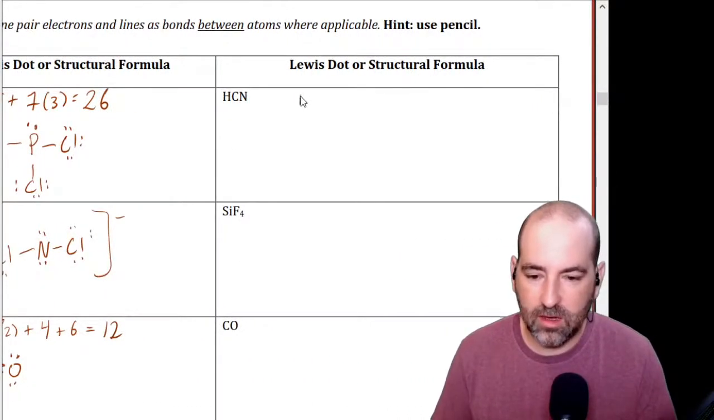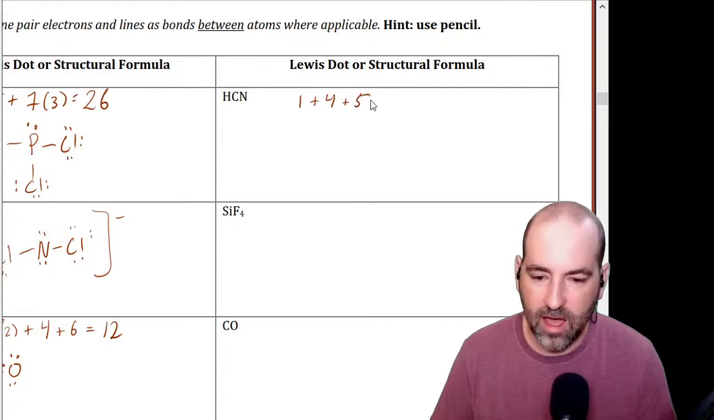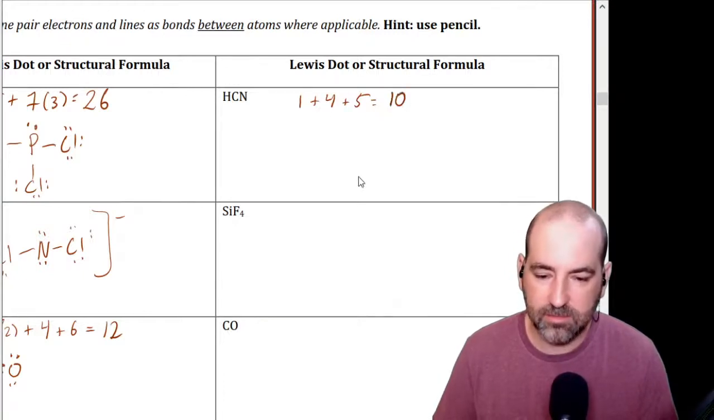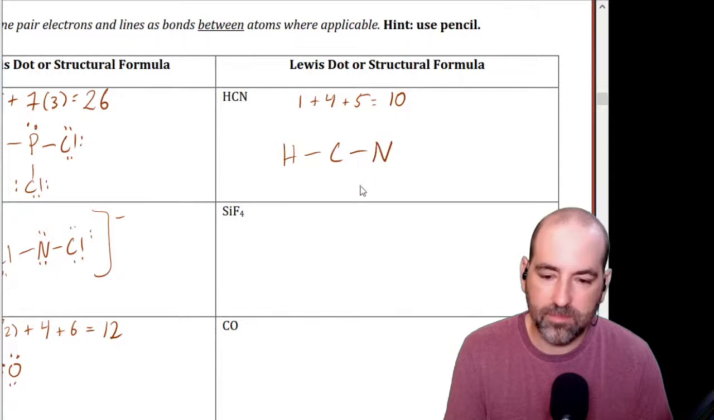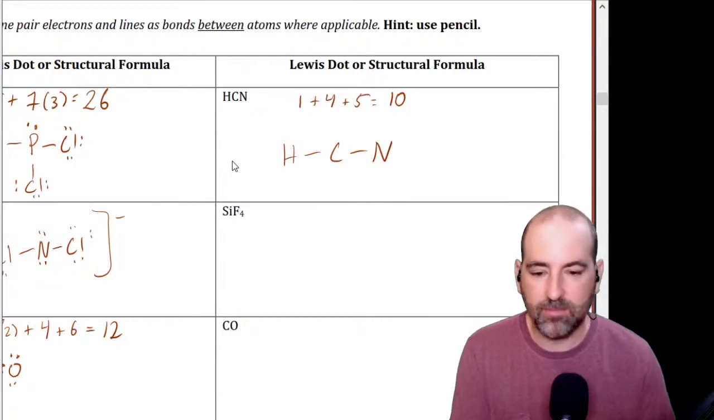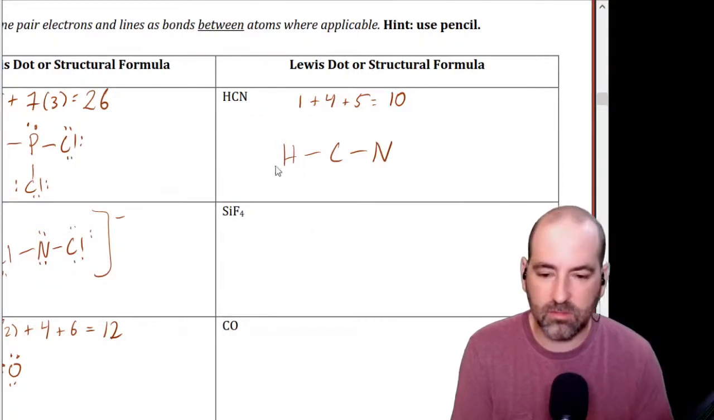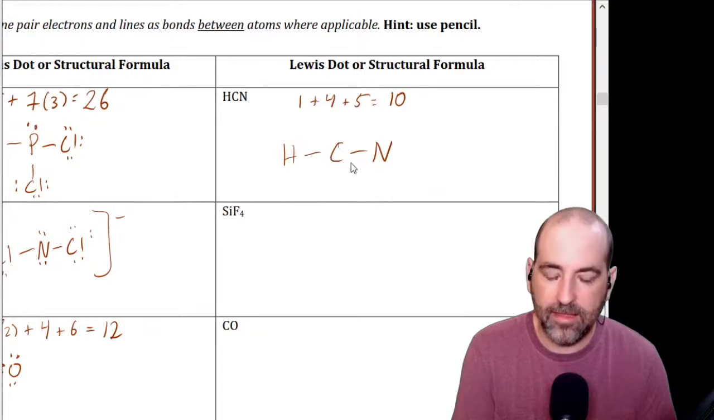All right, HCN, 1 electron from the hydrogen, 4 from the carbon, and 5 from the nitrogen gives us 10. This one we have to just kind of set up this way because the H can't be in the middle. So we'll assume it's just linear like that. And then we can start adding our electrons. So 2, 4, 6, 8, 10.